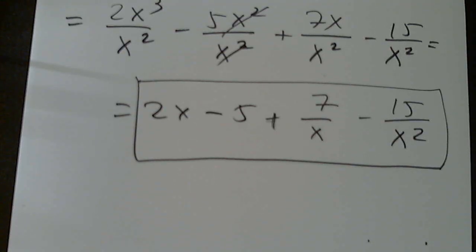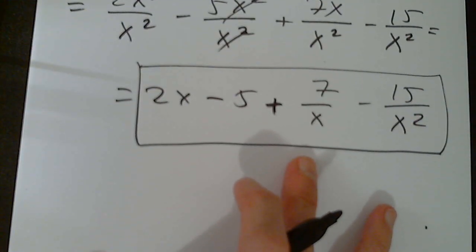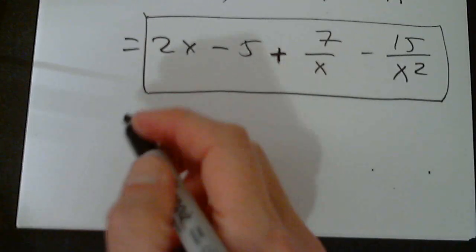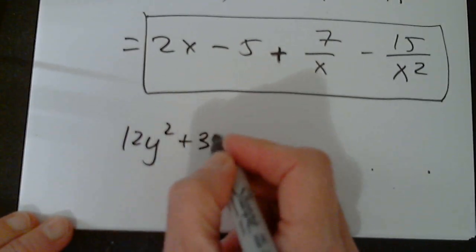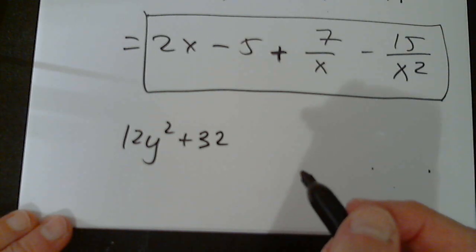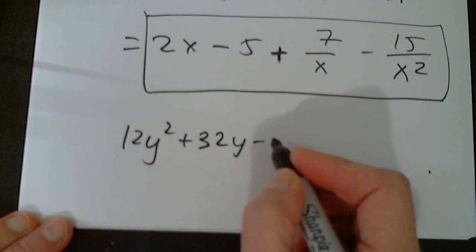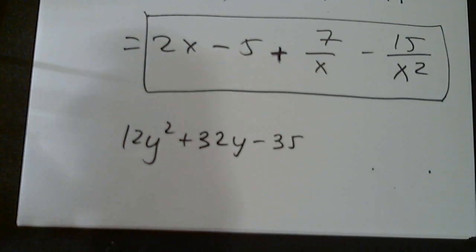Any questions? Okay, I have a question. Can we review the 12y² plus 32y minus 35? I think it was only page 7. We already did it, but that one is really confusing me.